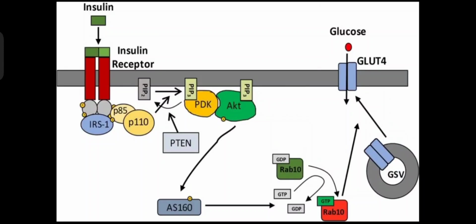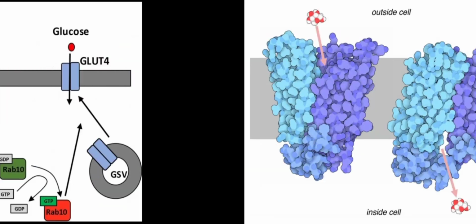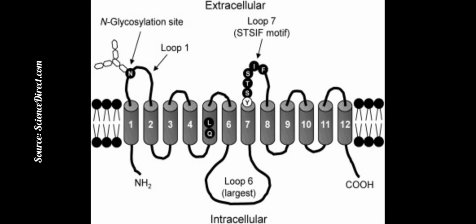In this video, I'm going to show you the structure of the GLUT4 transporter. In the previous video, you have seen that the GLUT4 receptor is present inside the cell in a storage vesicle. When insulin stimulates the cell, a signaling pathway takes place and the GLUT4 receptor is moved to the surface of the cell. So the actual structure of the GLUT receptor is like this.